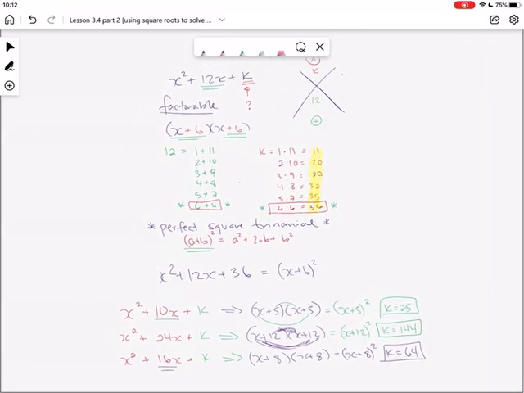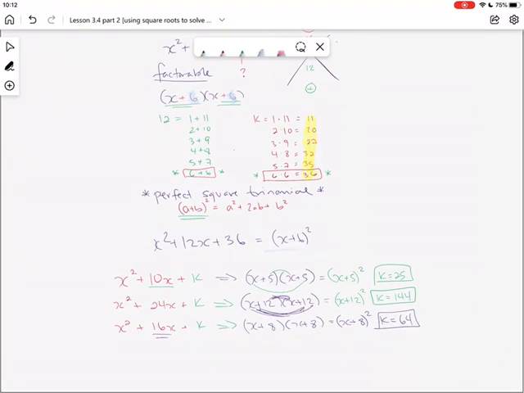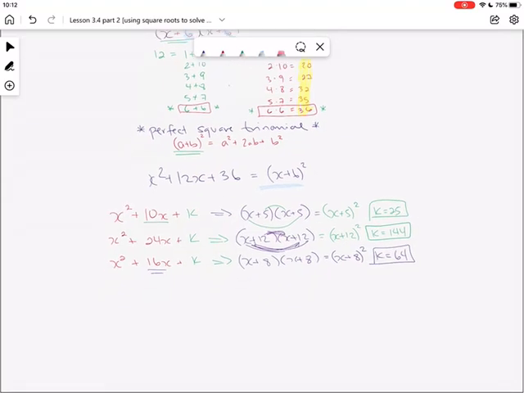If you notice, my choice here for 6, because my middle term is 12, I chose 6 because it's exactly half of 12. And I know that when I add them together, I'll get 12, right? And it also generates the same number, which I can then multiply by itself to give me a perfect square trinomial. And the same thing is happening with these bottom 3 examples.